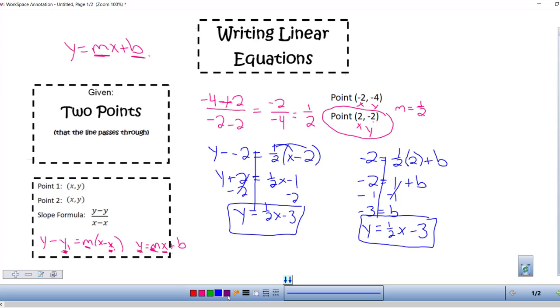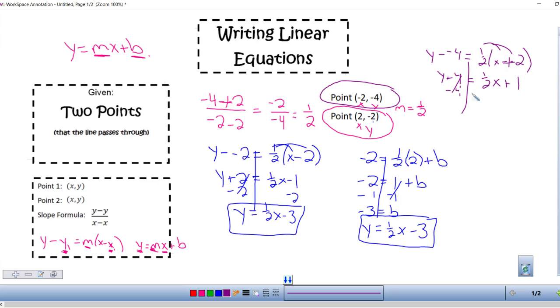I'm going to also go ahead and show you, if I had chosen this point, I still would have gotten the same answer. I am going to just use point slope form on this one. Y minus -4 equals 1/2 x minus -2. I just plugged in my y value here, m and x. This turns into y plus 4. This is plus, so I distribute to get 1/2 x plus 1.